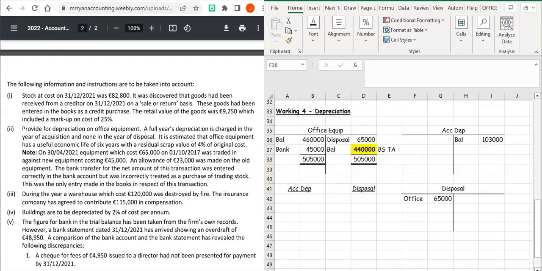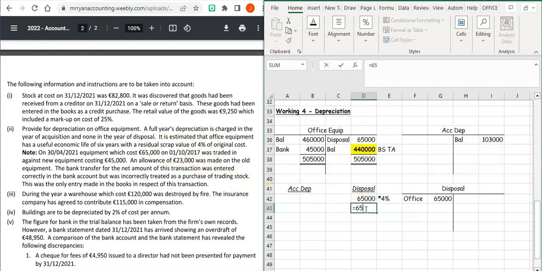So there's two adjustments we need to do down here. One, we need to find out the accumulated depreciation for this year, and two, we need to find out what is the disposal on this 65,000 that we just got rid of. So we're going to look at our disposal first. It tells us that we've got an economic life of 6 years with a residual value of 4% of the original cost. So our disposal, our cost is 65,000.